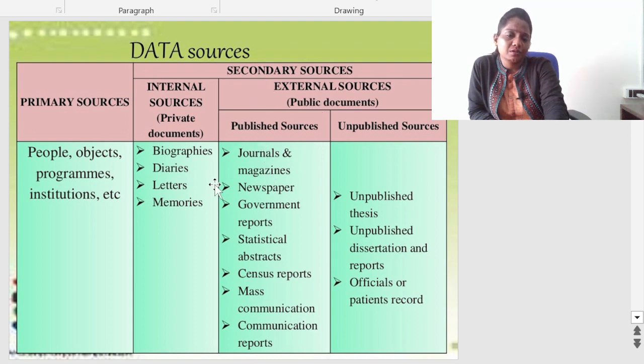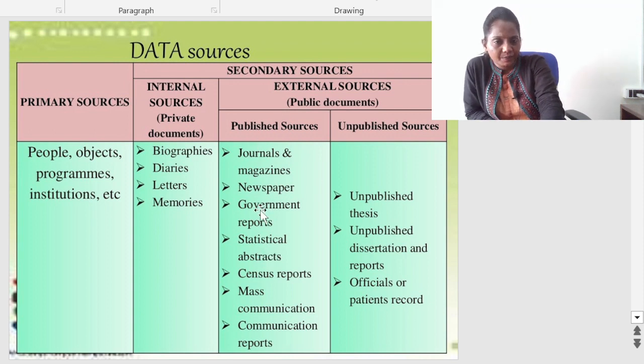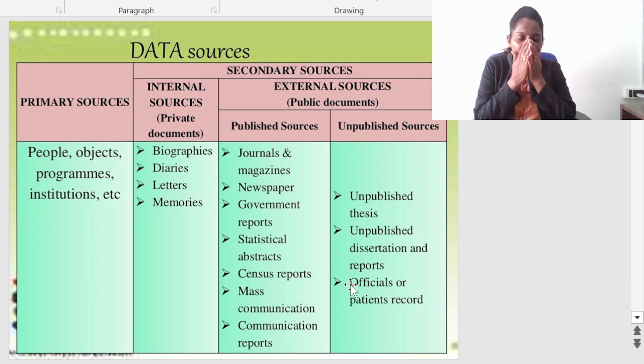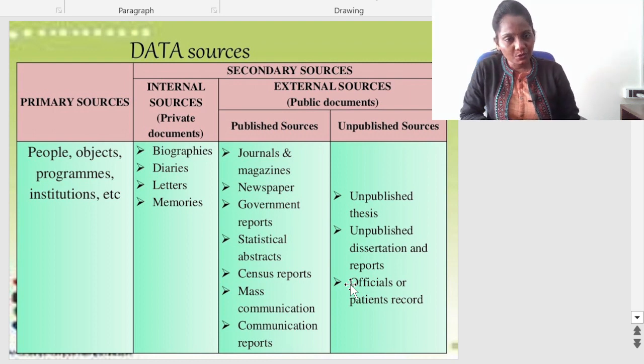External sources are very easy to collect. From the published sources we can collect the data, that is from journals, magazines, newspapers, government reports or statistical abstracts or census reports, from mass media like TV or internet, then communication reports. These are the reports we can get some information, some data we can collect. Whereas some unpublished sources will be there like theses or unpublished dissertations or reports or official or patient records. This is all called unpublished sources.